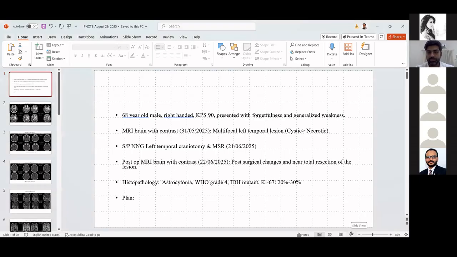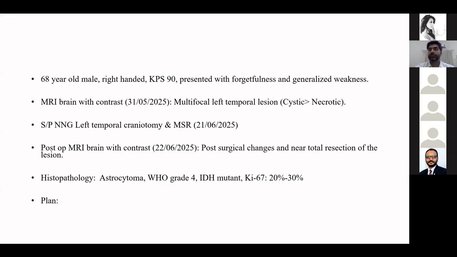Okay, so starting with the first case, this is a case of a 68-year-old male, right-handed, KPS 90. He presented with complaints of forgetfulness and generalized weakness. Initial MRI brain noted a left temporal lesion. It was multifocal, with a cystic component and a necrotic component.